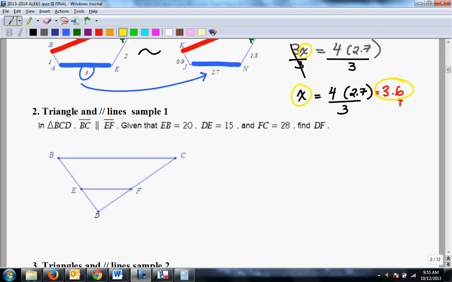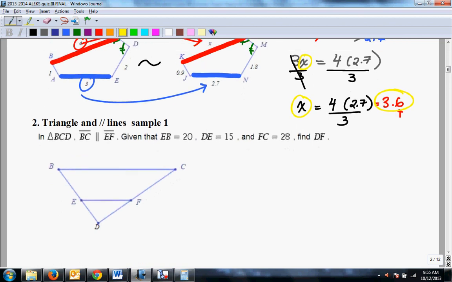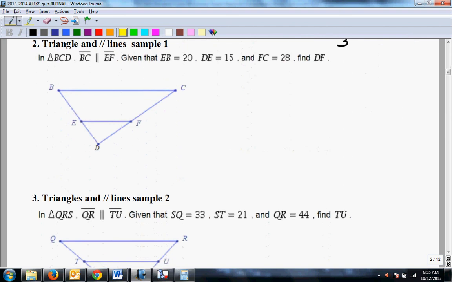It says triangles and parallel lines. Now there's 2 ways to look at triangles and parallel lines. When you have a triangle, you want to draw this, and we slice it by a line parallel to one of the sides, so slice by that parallel line.